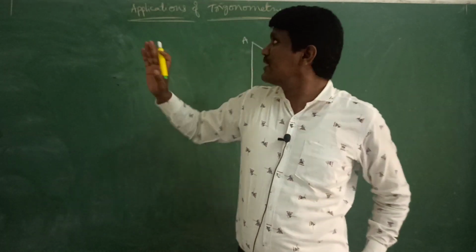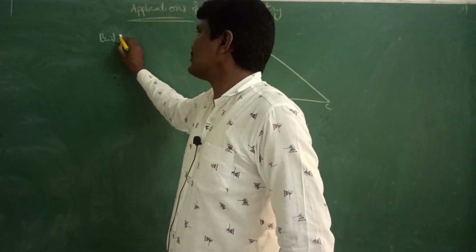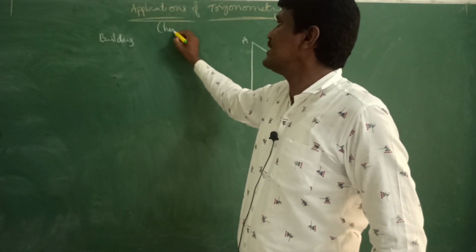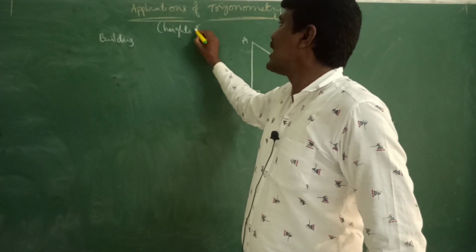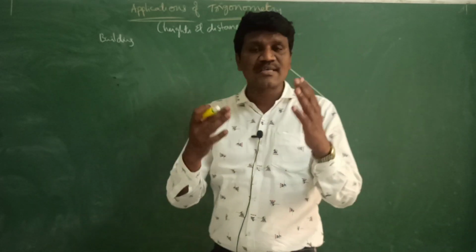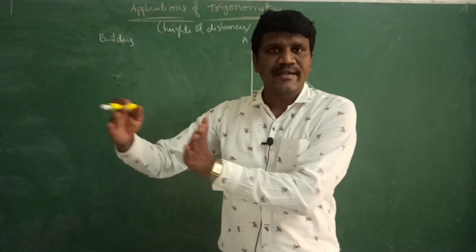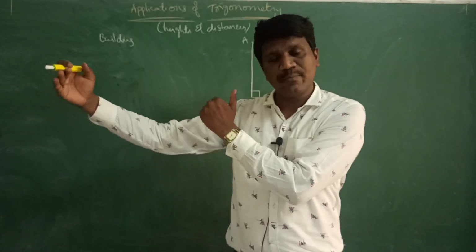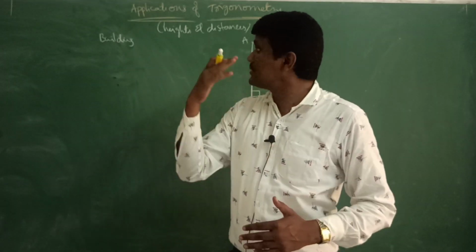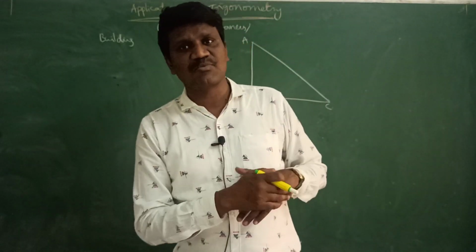Generally in the application of trigonometry, we will get buildings and the height of the building. In fact, the application of trigonometry we call heights and distances. Sometimes they will ask to find out the height of the building. Sometimes they will ask the distance from a person to the building. They will ask this type of questions in the application of trigonometry. Let us see what are the words or concepts we are having.